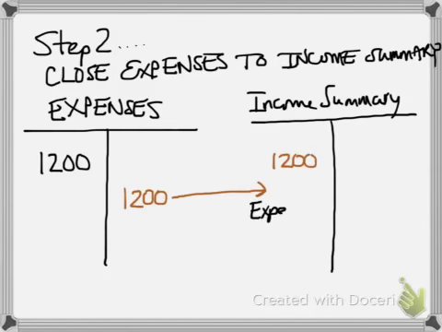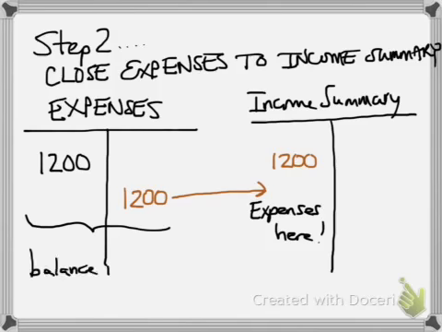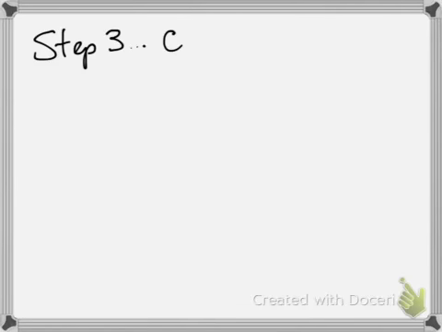So to close each one of them, you record a credit to the expense account and a debit to the income summary account. The balance then in each of the expenses is 0, and one large debit gets recorded to income summary for the summation of all of the expenses.